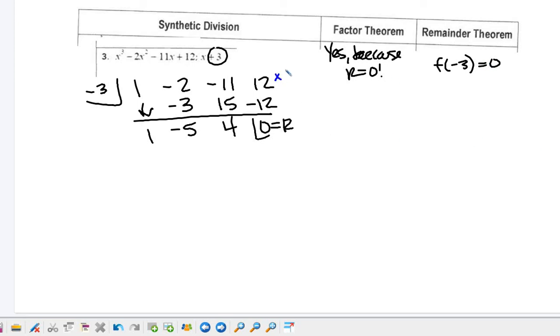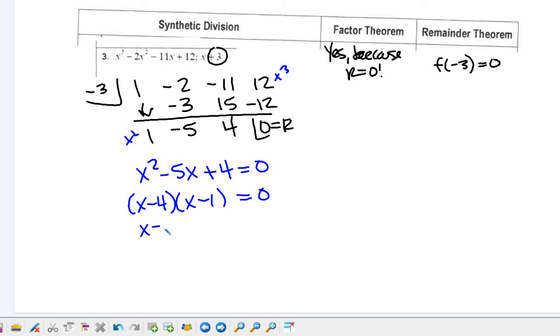So this is an x cubed, so this is an x squared. So I have x squared minus 5x plus 4. So I have x minus 4, x minus 1. So I have x is equal to 4 and x is equal to 1. So just like that, I found all the zeros. Okay, prime example. I didn't want to start you off on a quadratic formula one, but this one factors beautifully, so we'll just do that one.